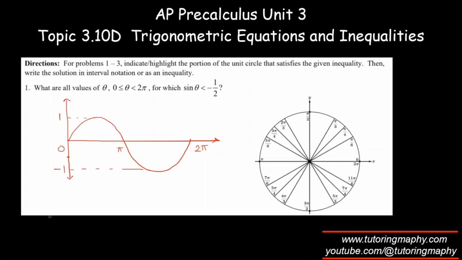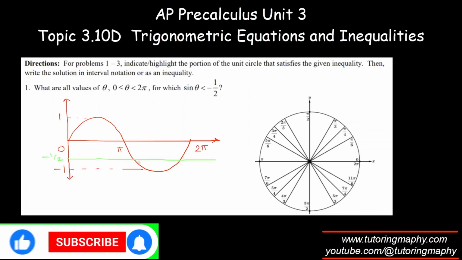Now, negative 1 over 2 is obviously somewhere here, right? Negative 1 over 2 is probably somewhere here. This is the line of negative 1 over 2. And less than means obviously below the green one. So my solution will be this in 0 to 2 pi.